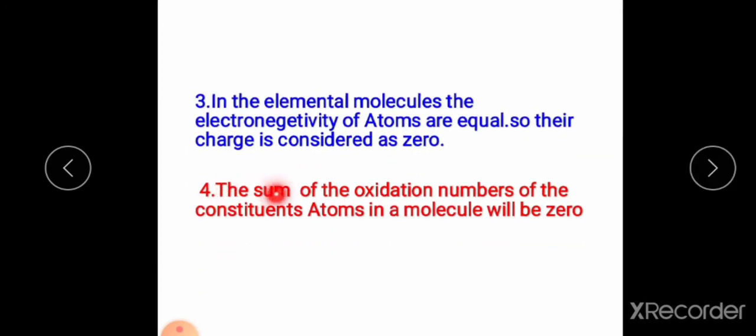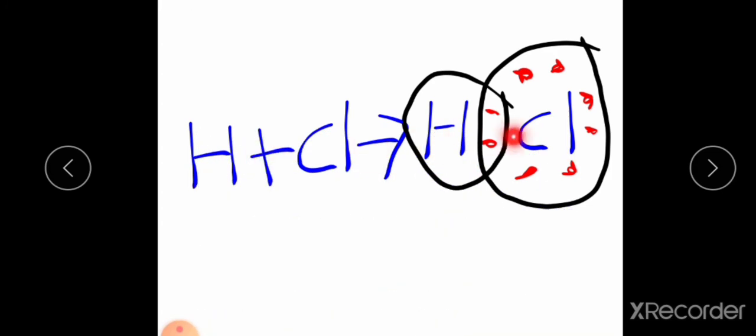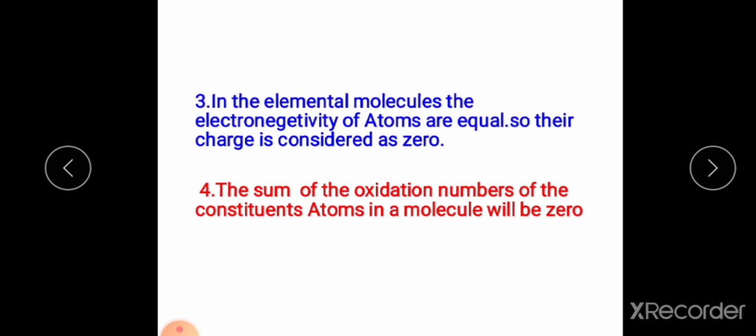Fourth point, the sum of the oxidation numbers of the constituent atoms in a molecule will be 0. So the sum of the oxidation numbers of all atoms is 0. I hope all of you understood the four points related to oxidation number.